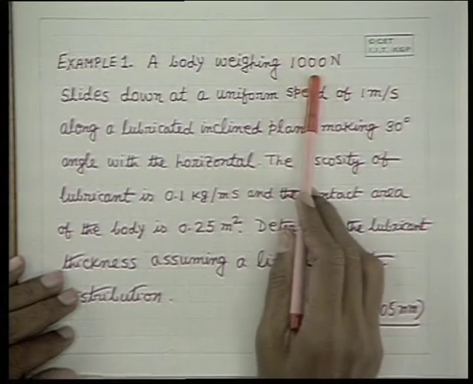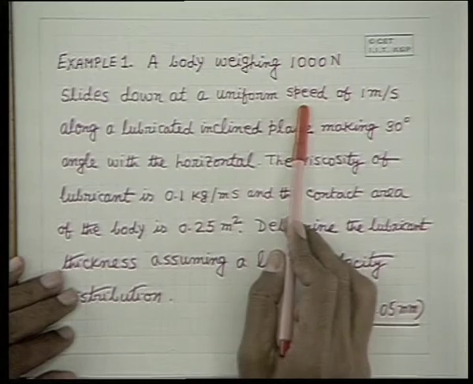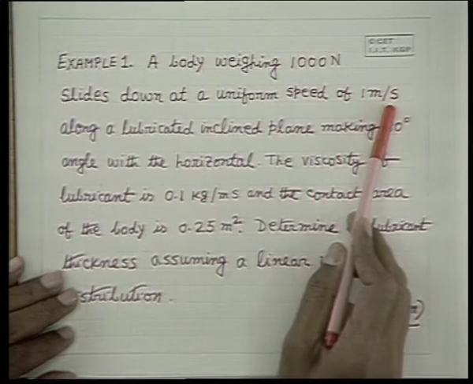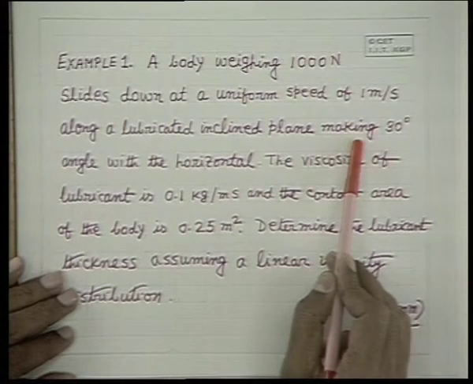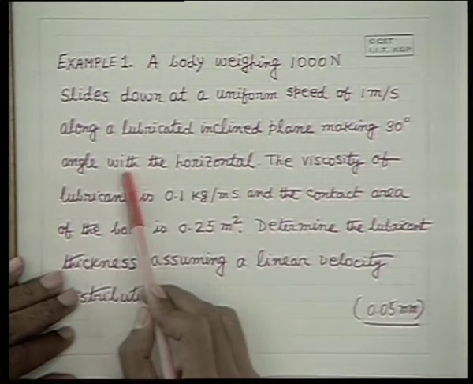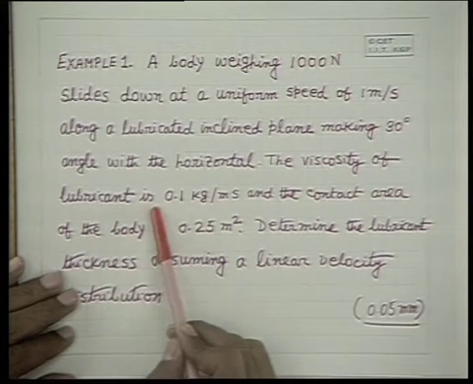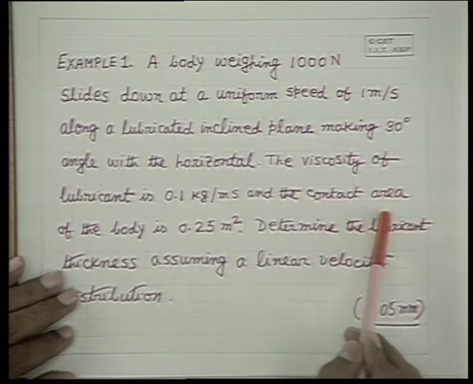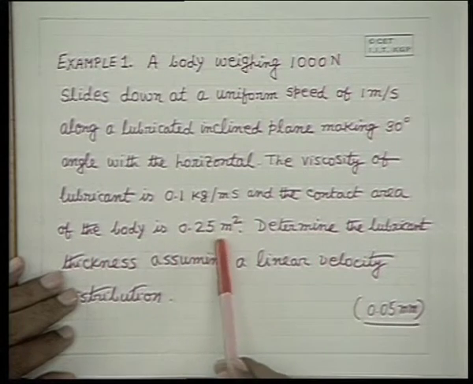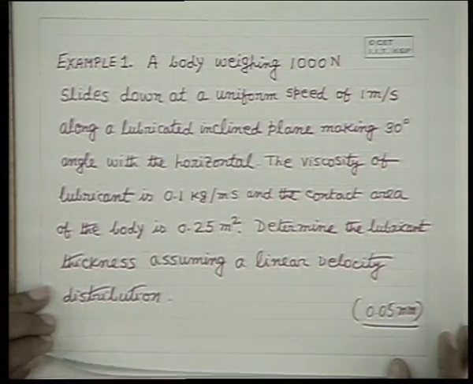A body weighing 1000 Newton slides down at a uniform speed of 1 meter per second along a lubricated inclined plane, making a 30-degree angle with the horizontal. The viscosity of the lubricant is 0.1 kg per meter second, and the contact area of the body is 0.25 meter square. Determine the lubricant thickness assuming a linear velocity distribution. It's a very simple problem.